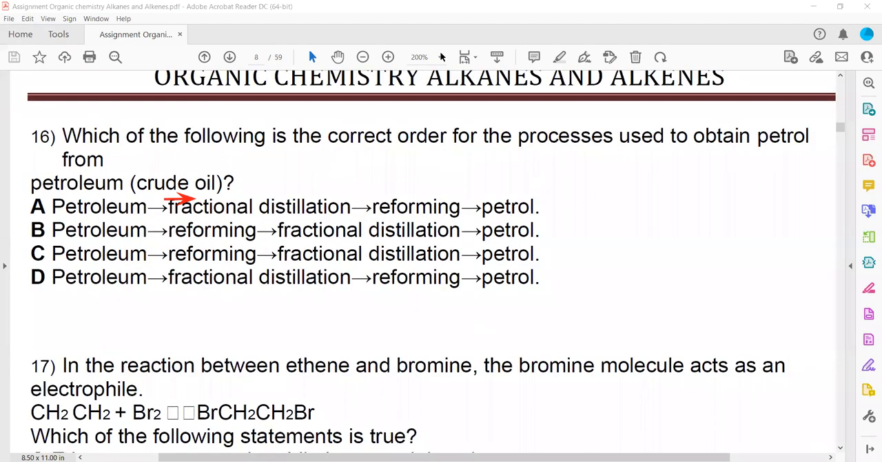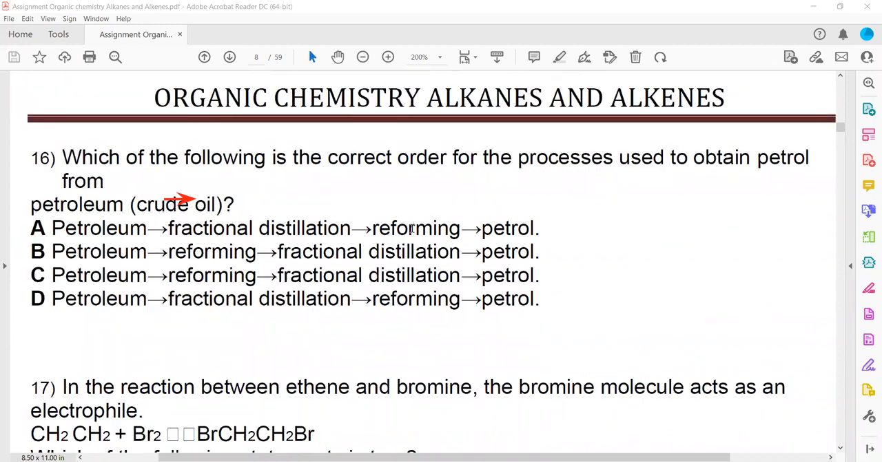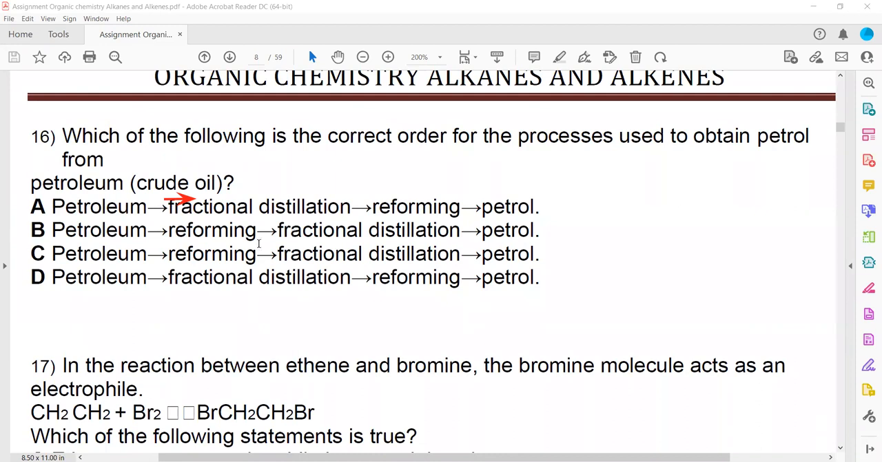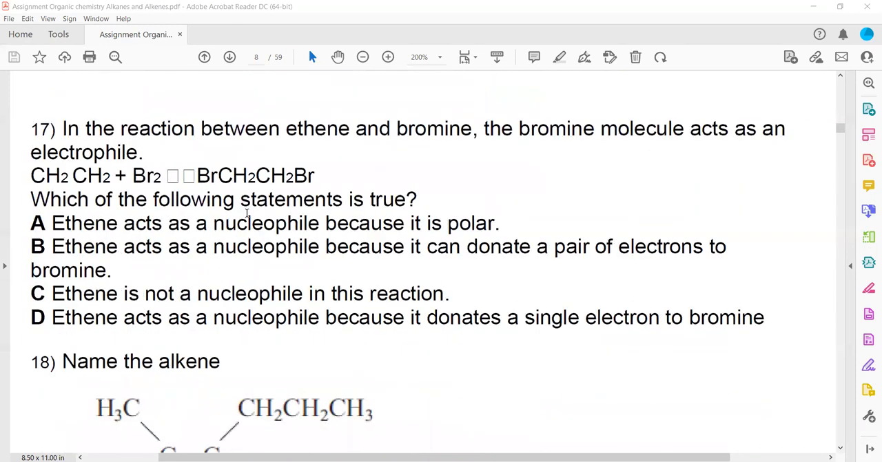In question 16, actually the options are copied twice. So it can be A or D, it's the same thing. Even B and C are the same: petroleum, reforming, fractional distillation, petrol. And A and D are also the same. So it can be A, it can be D. I was reading option D, that's why I said D.